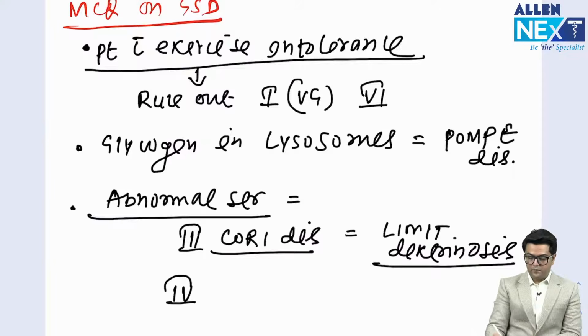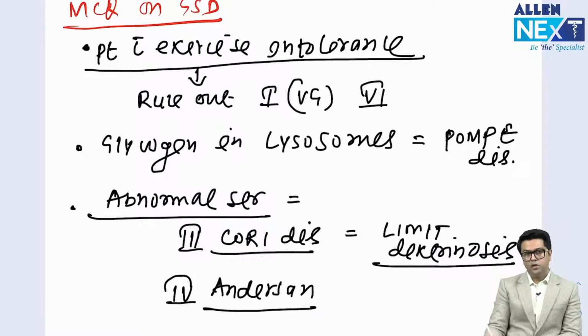Then one more point: if they say that there is glycogen accumulated in the liver which has very few branches, guys, that is a case of Andersen's disease, and in Andersen's disease there is a deficiency of the enzyme called the branching enzyme.